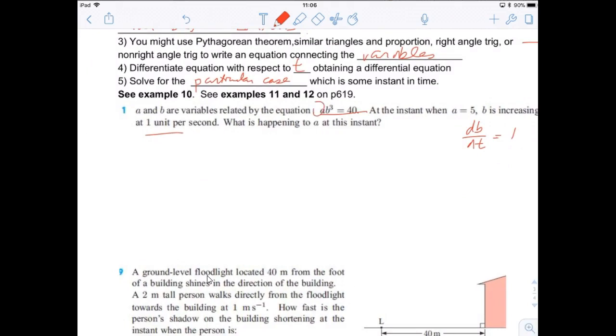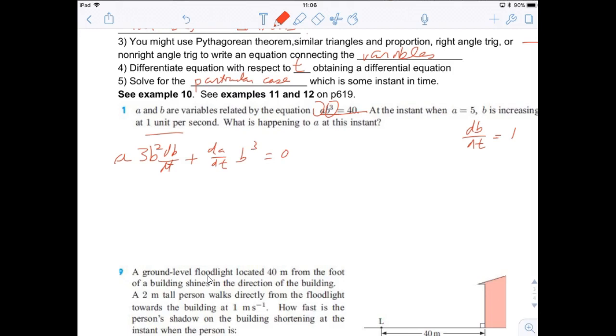A times b cubed is a product, so we're going to do the product rule. So A times 3b squared dB/dt, plus the derivative of A times b cubed, equals 0, because the derivative of 40 equals 0.